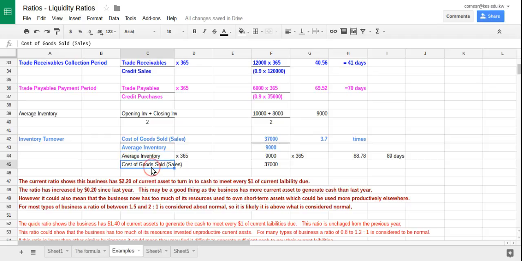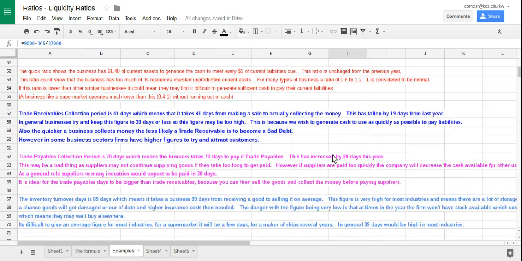Doing the formula the other way, 9,000 divided by 37,000 times 365 comes to 88.78 days, rounding up to 89 days, because on the 89th day on average we are selling our inventory. And what you'll find is if you multiply 89 by 3, or 88.78 by 3.7, it will come to a whole year. So the formula is coming from the same place.